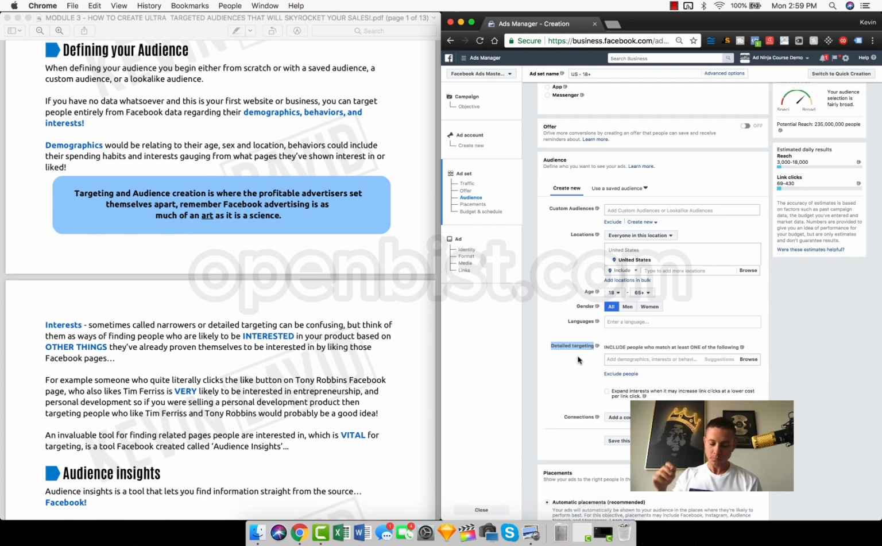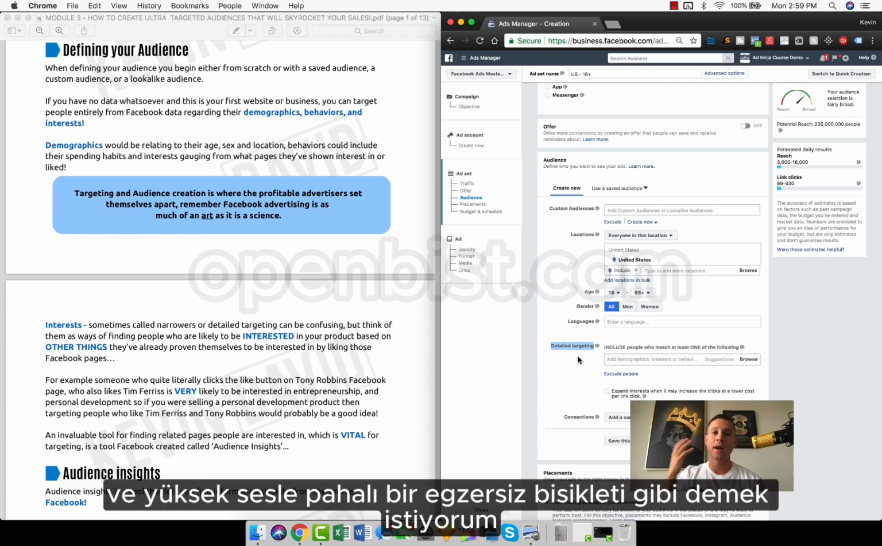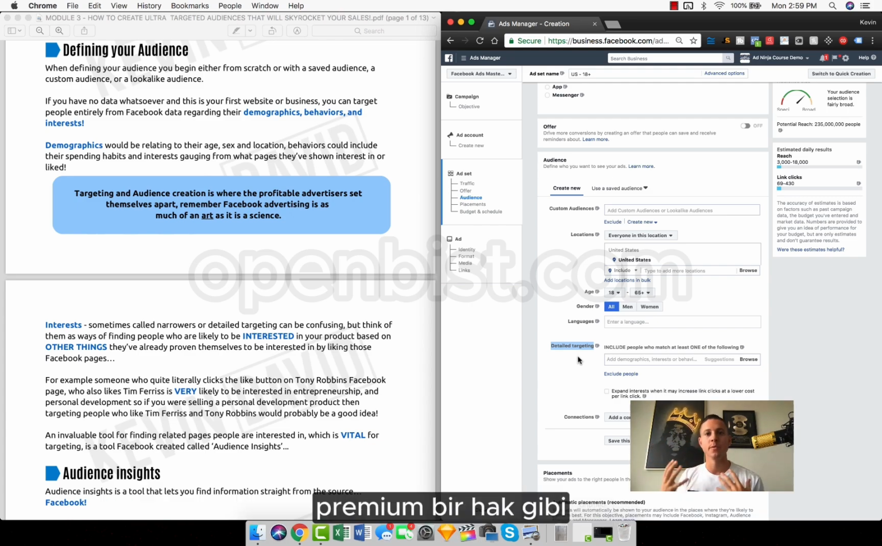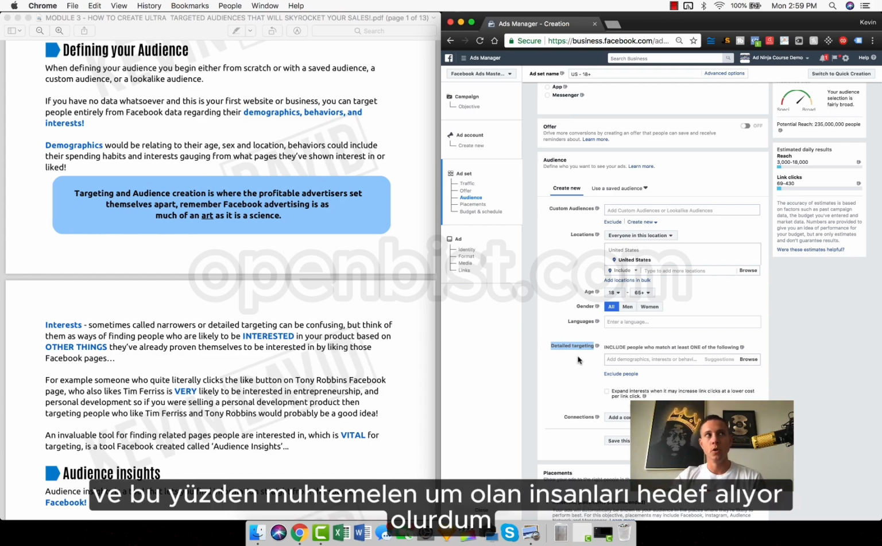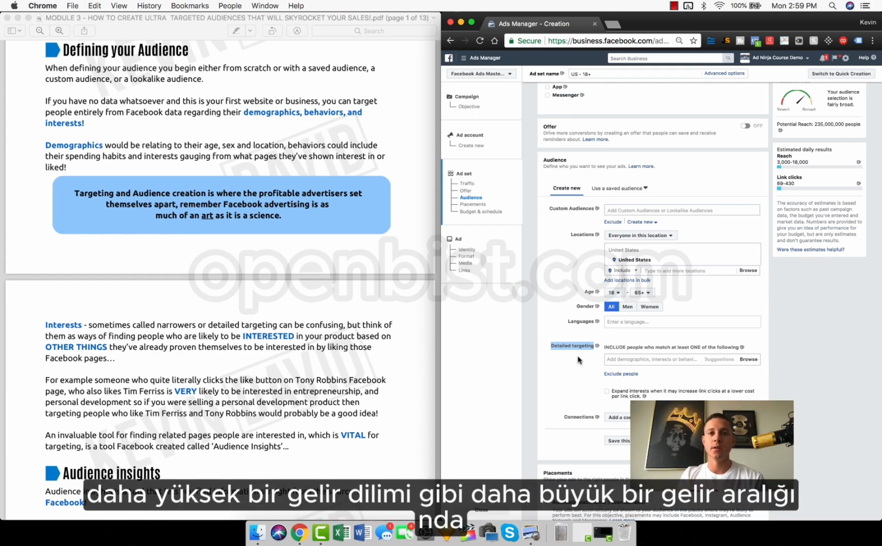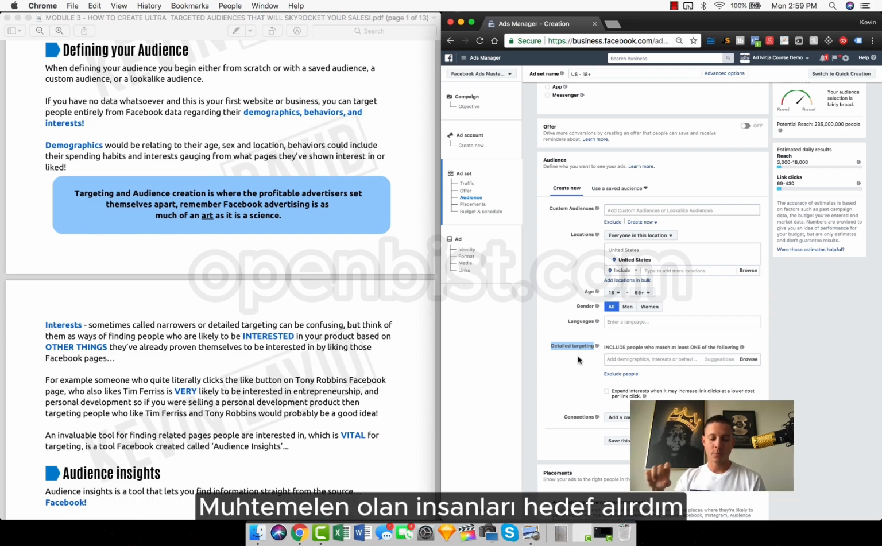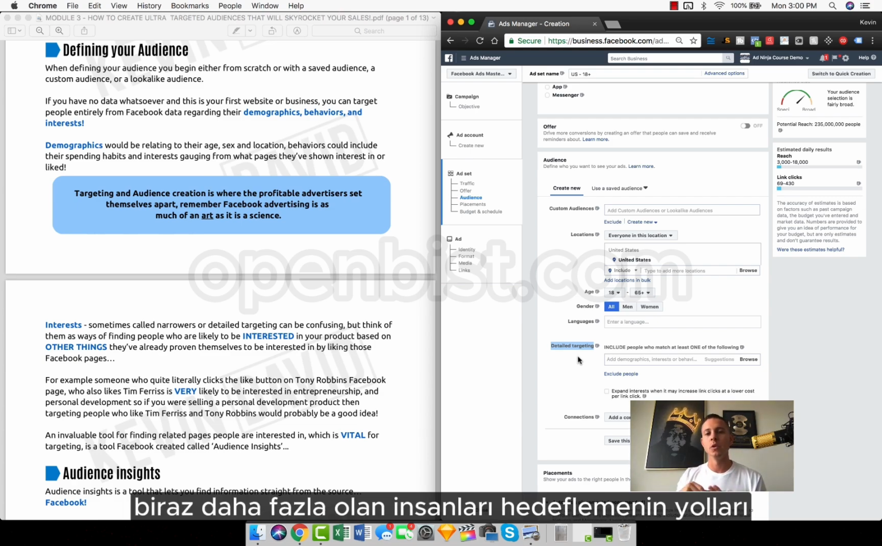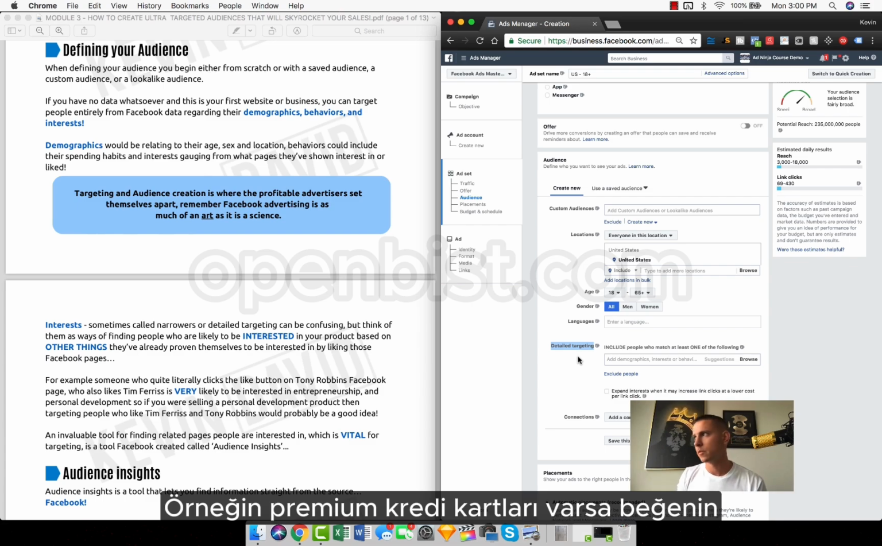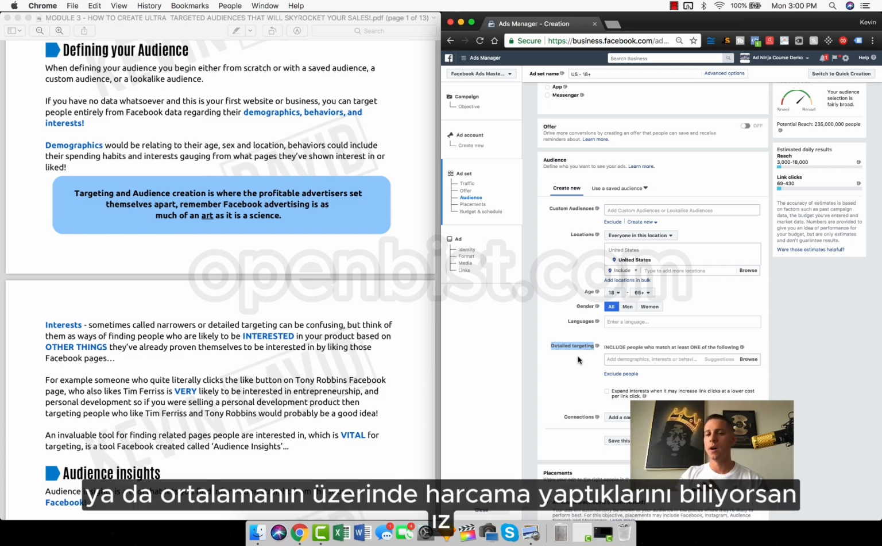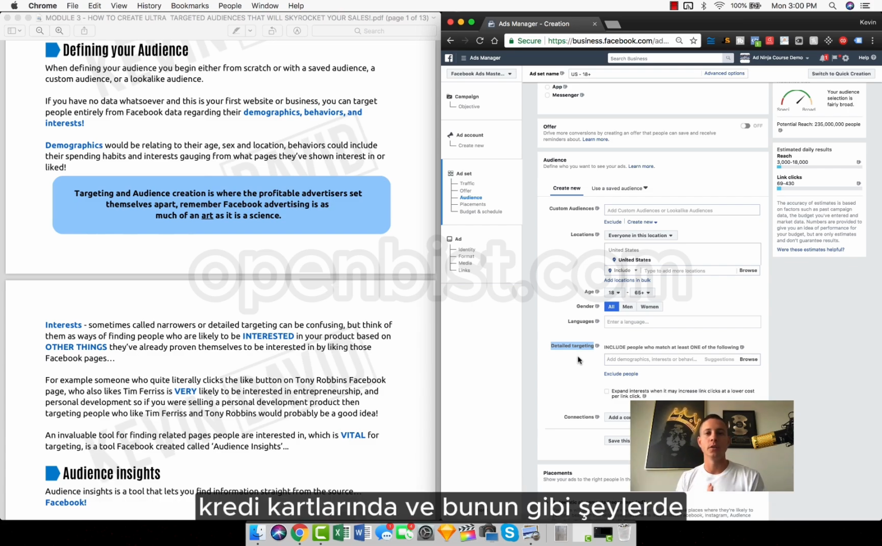So if I'm selling a high-end exercise bike, who is, just logically, my perfect target customer? By high end, I mean an expensive, premium exercise bike. I'd probably be targeting people in a higher income bracket. I would probably be targeting people who have shown some type of interest in weight loss, for example. And there are other ways to target people who are a little bit more affluent, like if they have premium credit cards, or if they're above average spenders on credit cards and things like that. What I want to do with this example is illustrate a demographic, an interest, and a behavior that we can target.